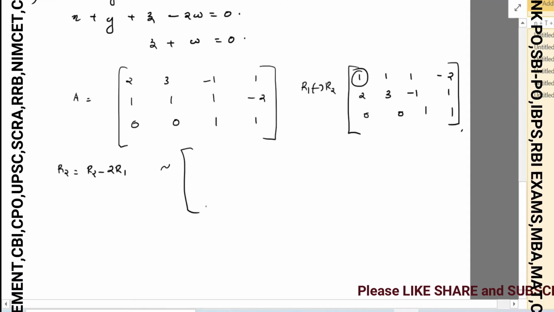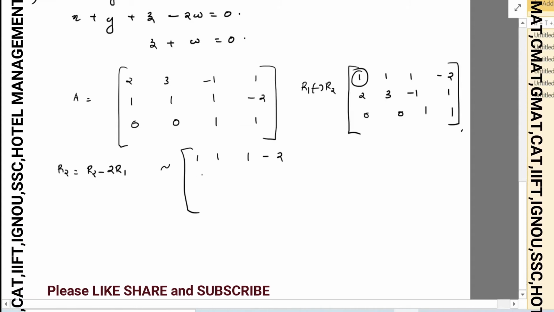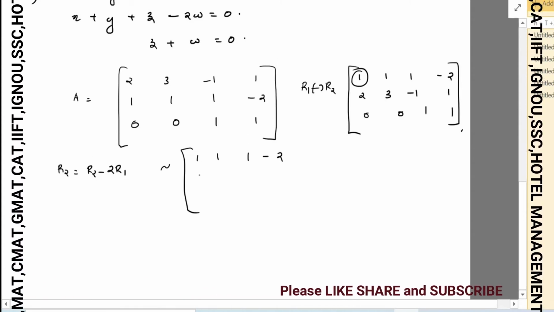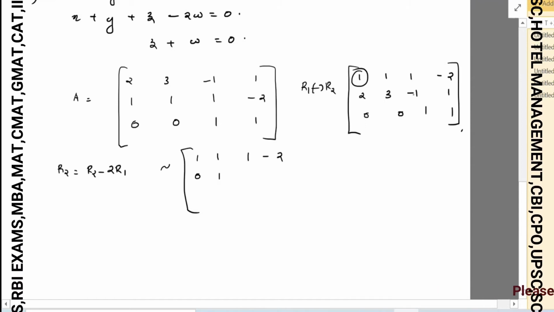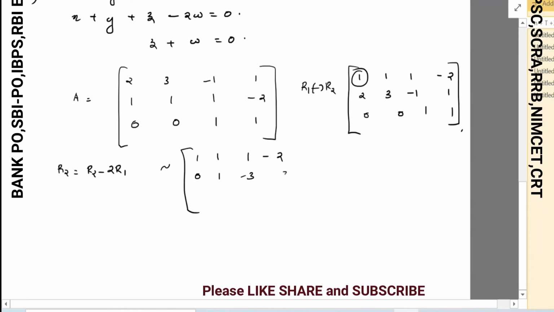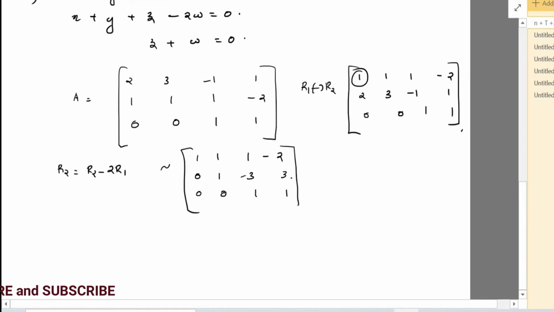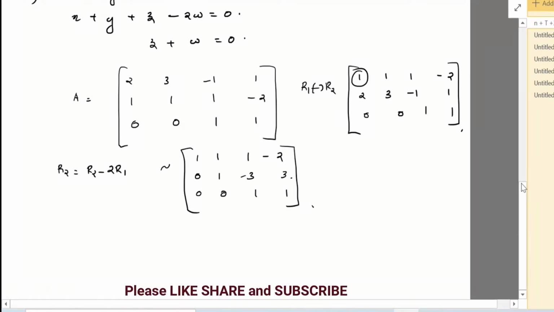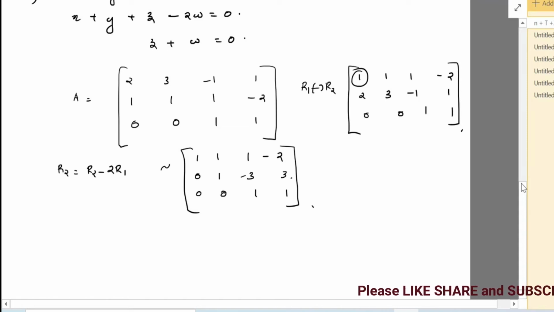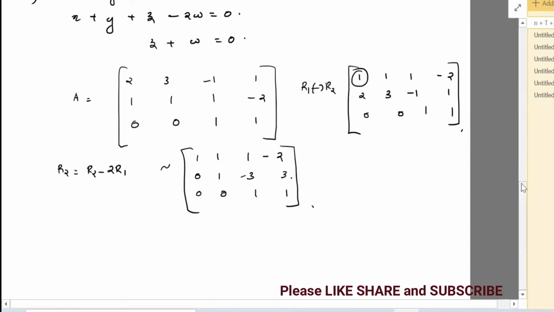So the only change happens in R2, which will be R2 equal to R2 minus 2R1. So it will be 0, 1, minus 1 minus 2, that is minus 3, 1 minus minus 2, that is 3. Then 0, 0, 1, 1. Okay, now is this matrix in echelon form?